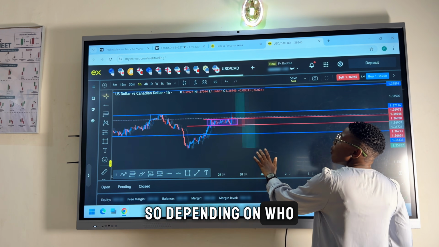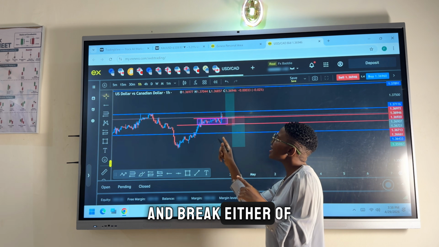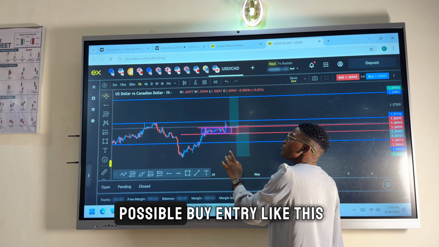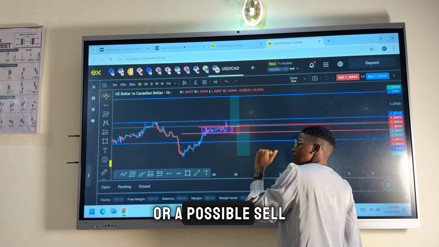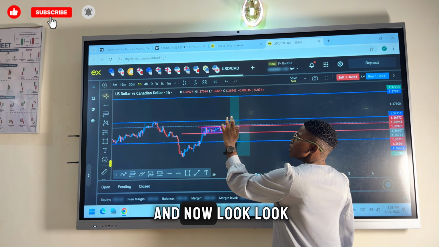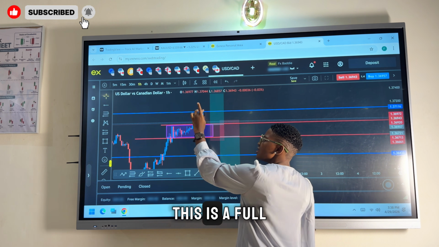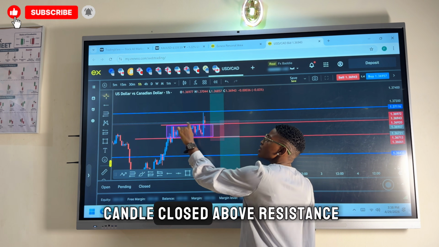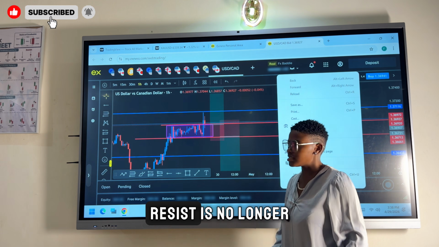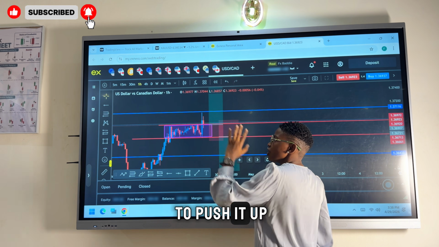So depending on which candlestick finally wins and breaks either side of the range, either the resistance or the support, we might have a possible buy entry like this or a possible sell entry like this. Remember, candlestick confirmation. And now look at this. You see that USD CAD has bought. This is a full momentum candle, and the candle closed above resistance. It is good. It is saying this resistance is no longer a resistance level.